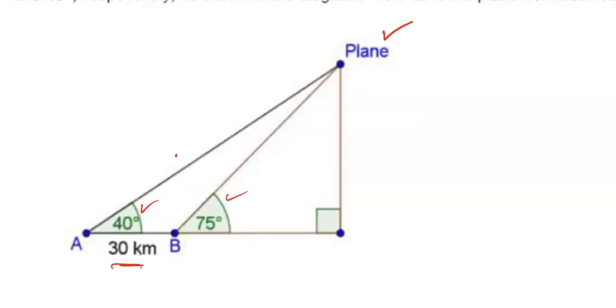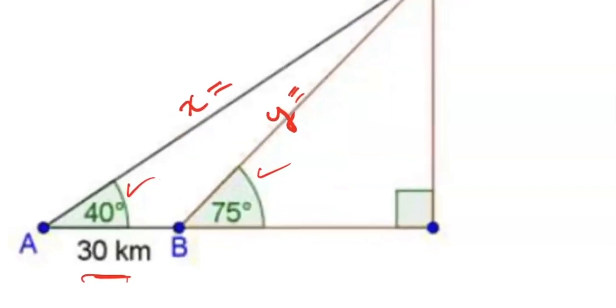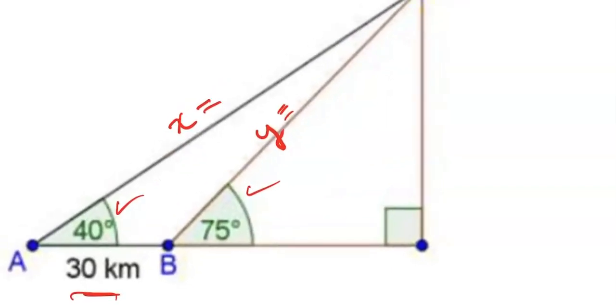So I'm going to say I need to find x to figure out how far the plane is from observer A, and I need to figure out y to figure out how far the plane is from observer B. When you see a triangle like this, you want to recognize that you have an oblique triangle, which means a non-right triangle to the left, and then a right triangle to the right. So you can fill in lots of angles here.